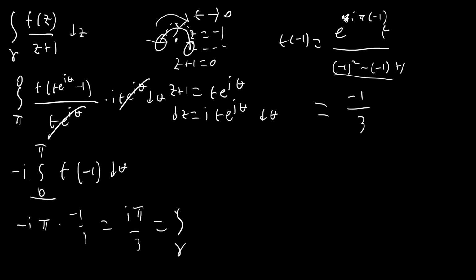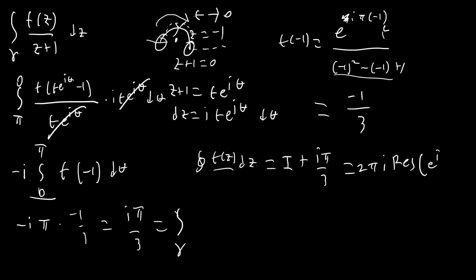So now we can go ahead and set up our equation again. We have the integral of f of z dz, and sorry for making two different sets of f of z here. It doesn't really matter. We just know what we're doing here. This is equal to our I integral plus our gamma integral, which is i pi over 3. This equals 2 pi i times the sum of the residues. And the only residue actually located within our contour is the residue at z equals e to the i pi over 3. So let's go ahead and calculate that residue.